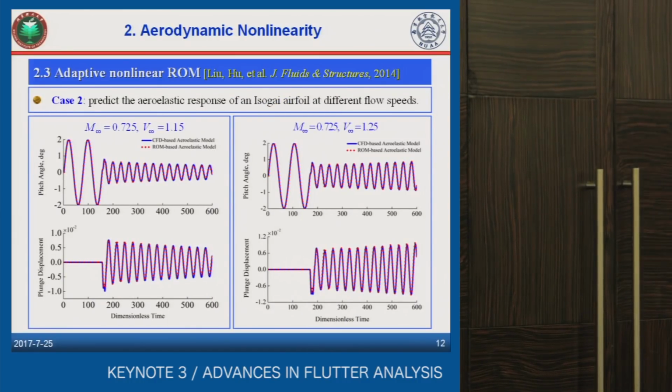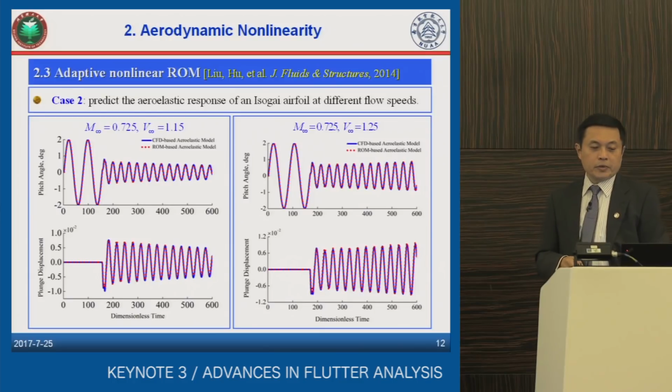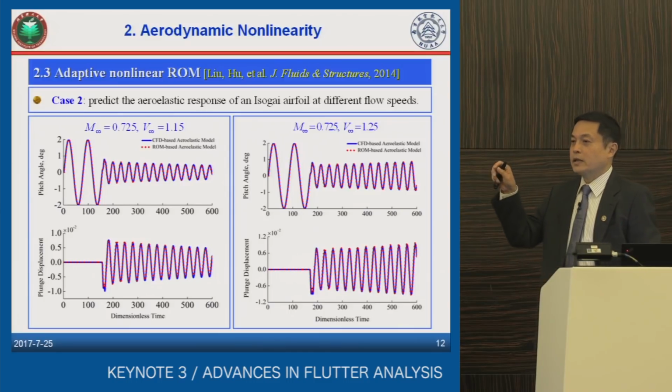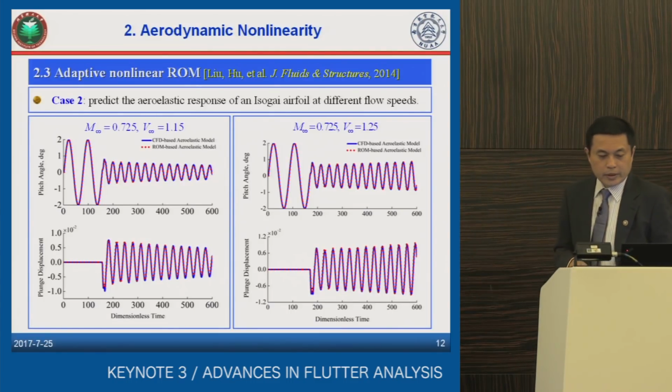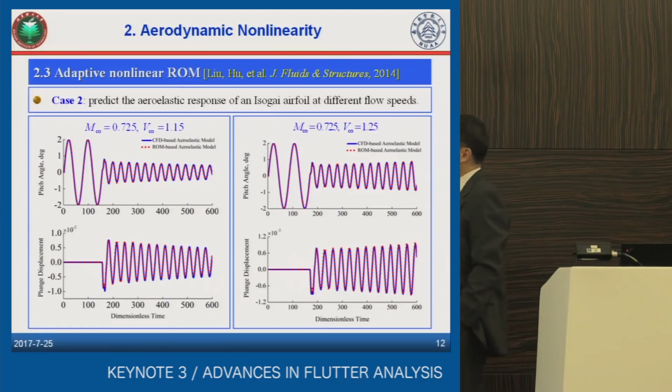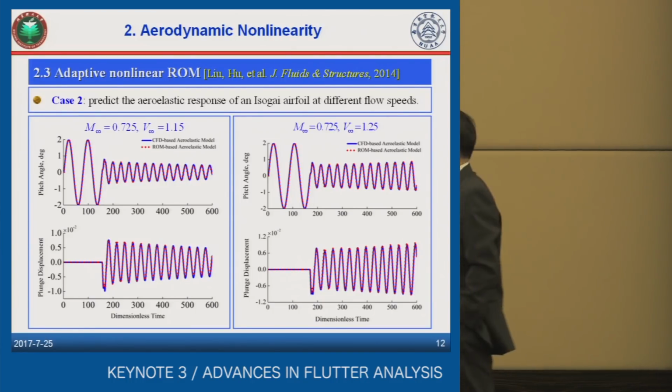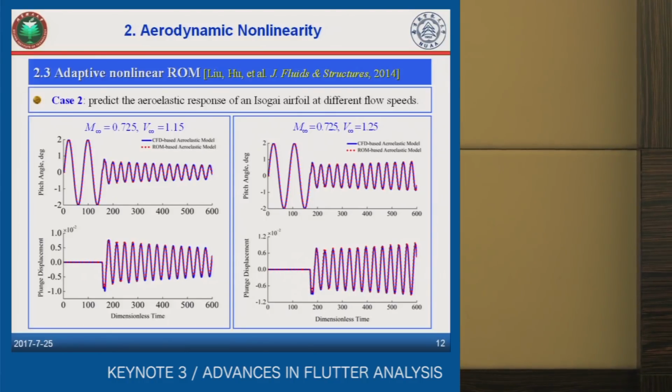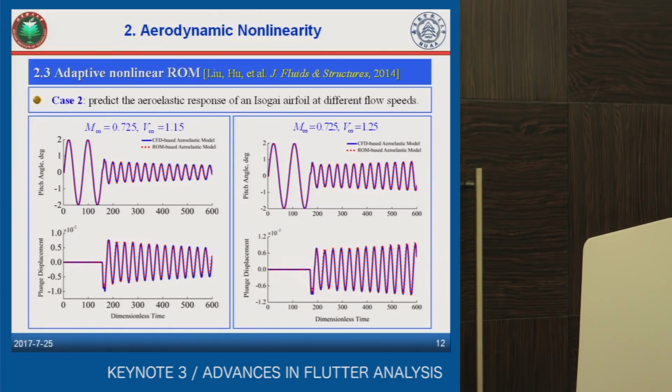And the second case study is to predict the aeroelastic response of the same airfoil at different flow speeds, but at the same Mach number. And here, we fix the Mach number at 0.725, but vary the flow speed from 0.15 to 1.25. And you can see that with an increase of the flow speed, the aerodynamic response of the airfoil changes. And here, the time history is decaying. However, here, the time history is diverging.